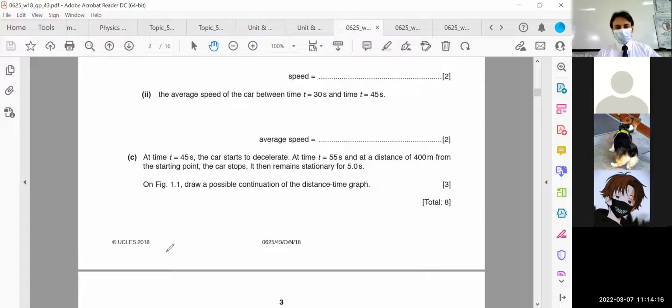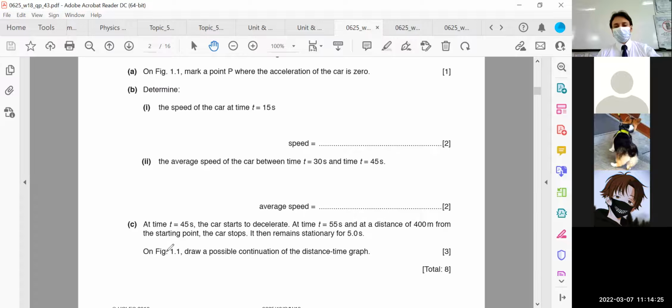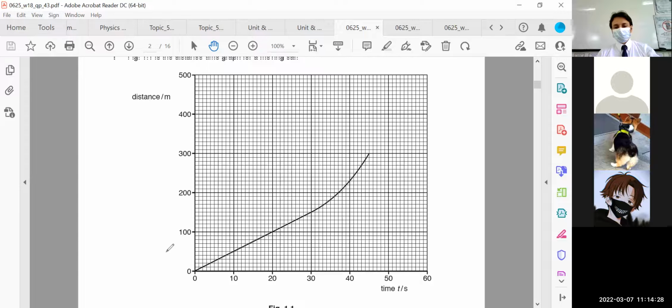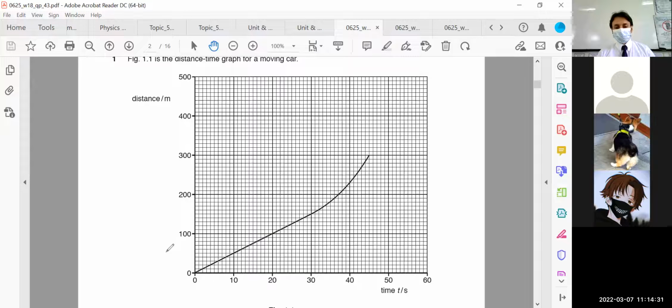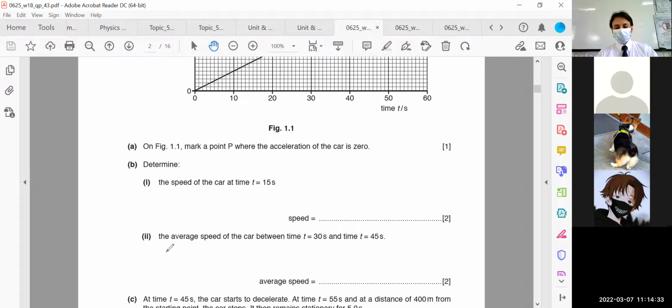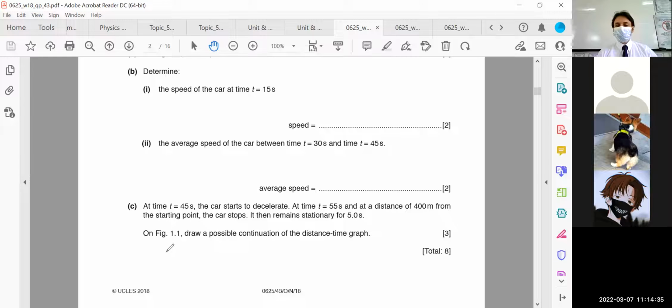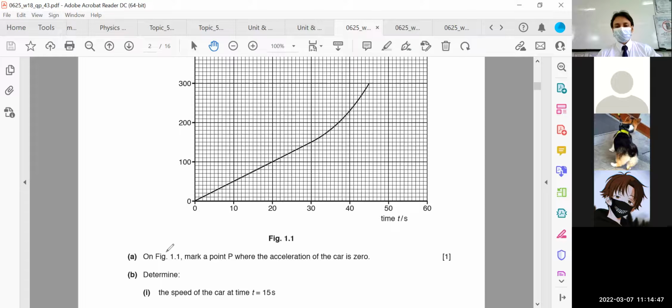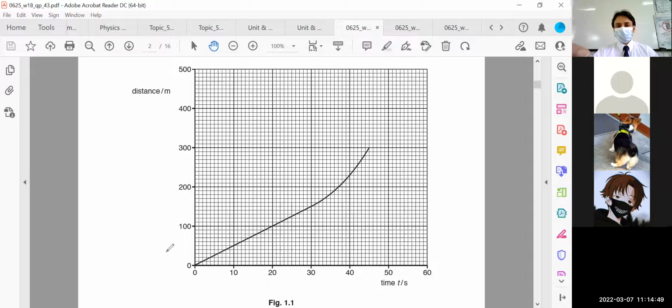How will you draw the graph, children? On figure 1.1, draw a possible continuation of the distance time graph, from t equal to 45 seconds and at t equal to 55 until 400 meters. You need to read the statement carefully, children. Let me go back again. At t equal to 45 seconds, the car starts to decelerate. Then if it is decelerating, how would you plot a graph, children? After 45 seconds, downward slope.